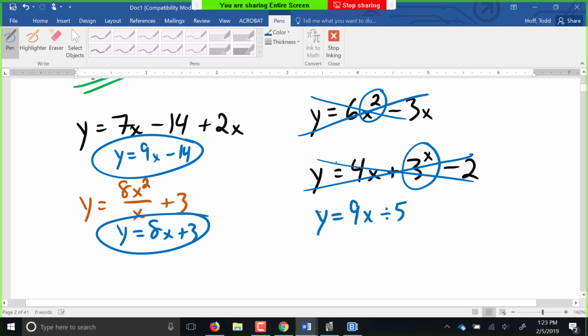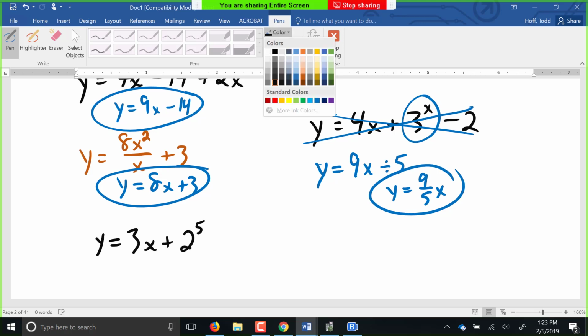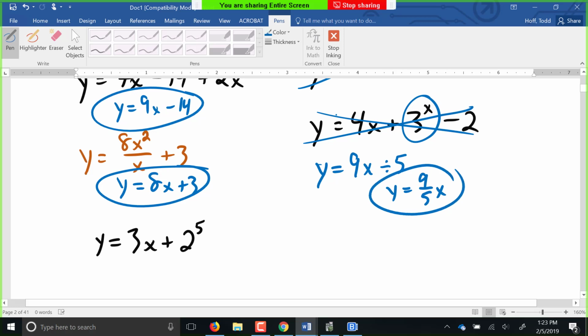How about that one? Yeah, that just simplifies to y equals 9/5 x. That is just fine. How about that one? Yep, that simplifies to y equals 3x plus 32. That is just fine.